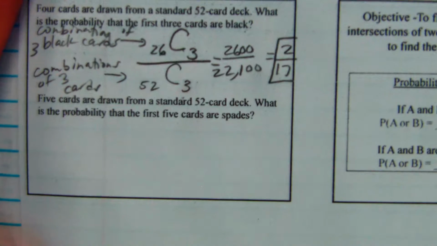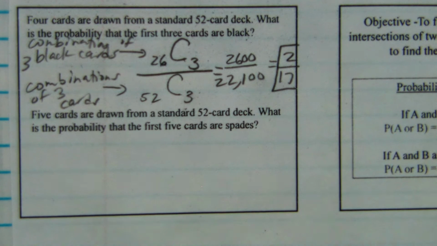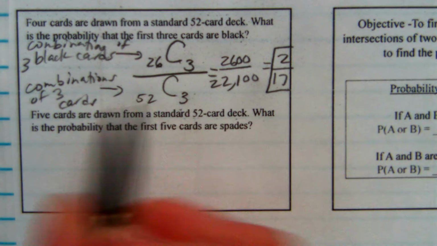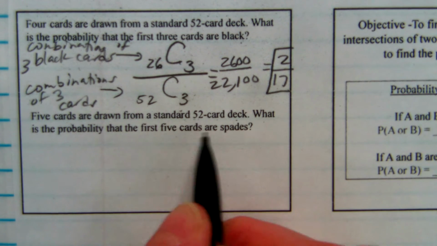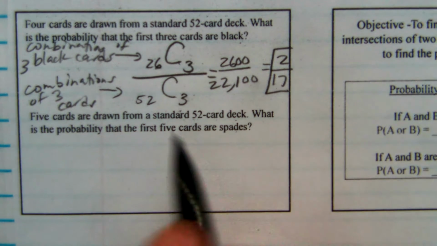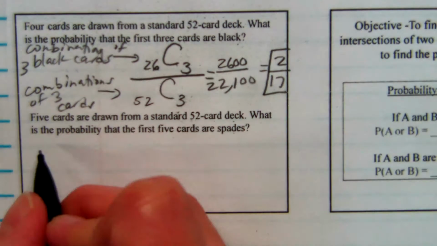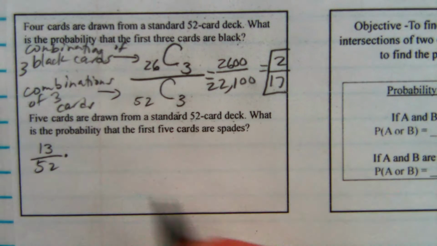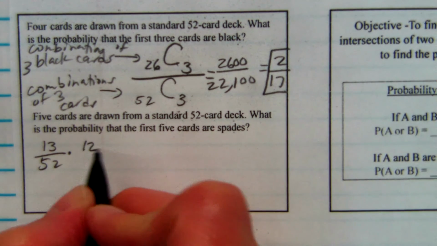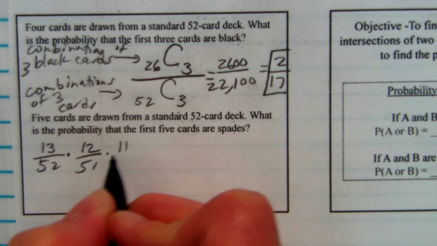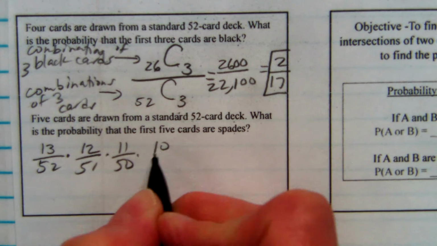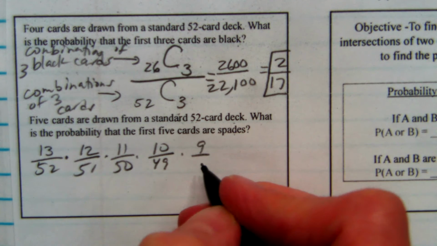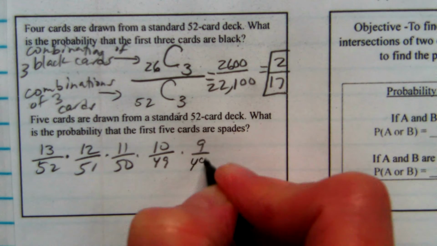All right, so let's look at the next problem. It says 5 cards are drawn from a standard 52 card deck. What is the probability that the first 5 cards are spades? So you want to try Johnny's way? So there would be 13 spades out of 52, and then once you draw a card, you're not putting it back. 12 out of 51, 11 out of 50, 10 out of 49, and 9 out of 48.